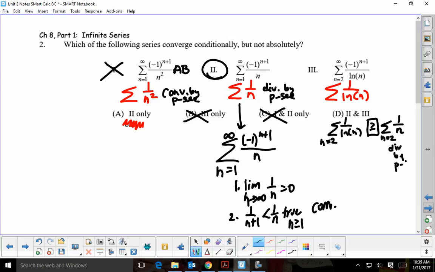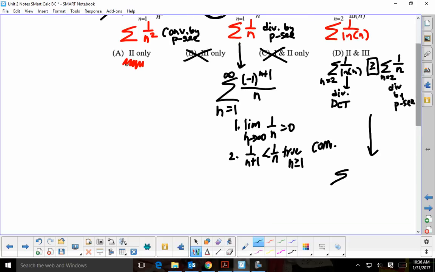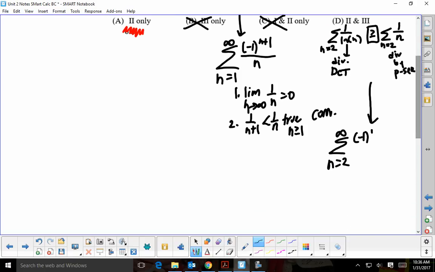Diverges by the p-series. And so if the smaller one diverges, what does this one do? Diverges by the direct comparison test. Okay. So I know that it is not absolutely convergent. Zach, are you okay? Okay. So then I have to go to my original. Which one am I going to use here? Alternating series.